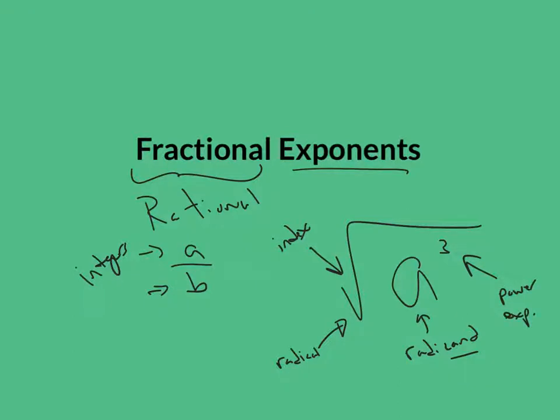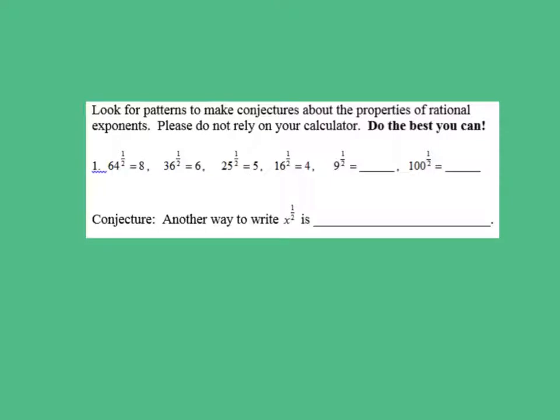This idea of fractional exponents is going to really combine the exponent and the index. We'll see more to be revealed. The big piece here is do not rely on your calculator. Just do the best that you can. So 64 to the 1/2 power gives us a value of 8, and you think, wow, that's interesting. I know that the square root of 64 is also equal to 8. 36 to the 1/2 power is equal to 6, because the square root of 36 is equal to 6.